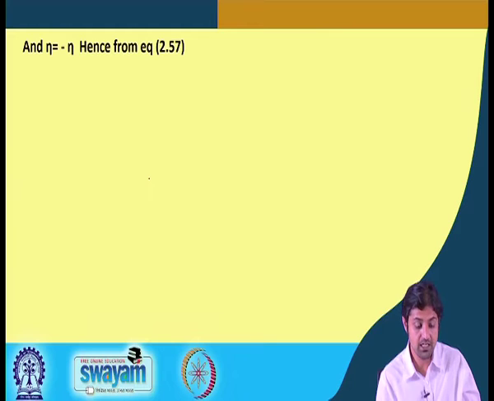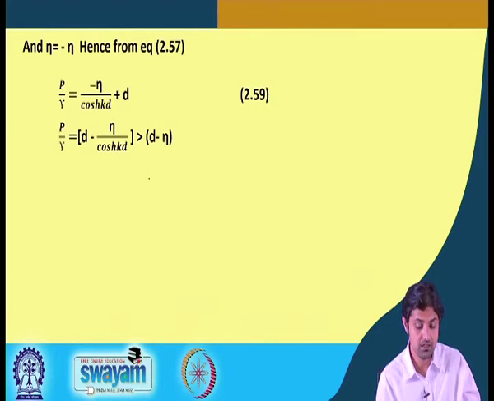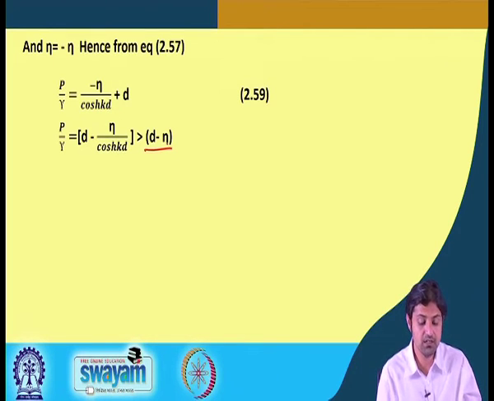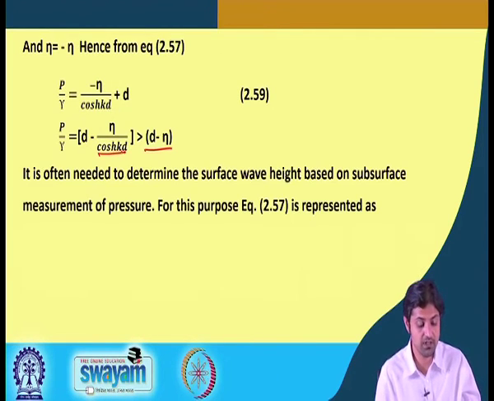And n in eta is equal to minus eta, therefore, we will get P by gamma is equal to minus eta by cos h k d plus d, which means that P by gamma, d minus eta by cos h k d, will always be greater than d minus eta, because this is greater than 1.